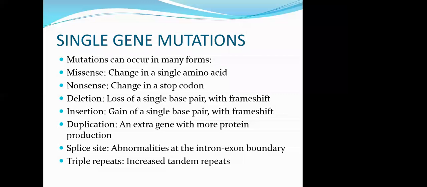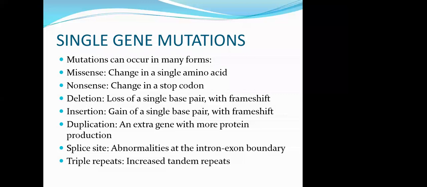A duplication is an extra gene with more protein production. So one frame, you have two of them. So you have more proteins, which is not necessarily beneficial.